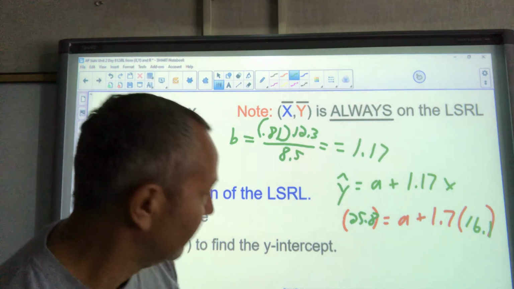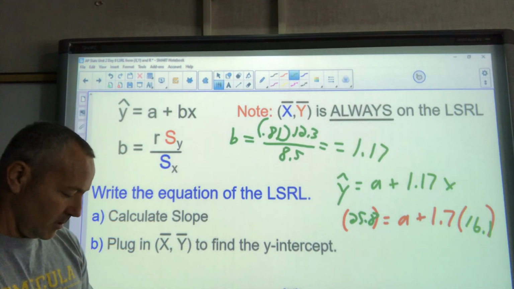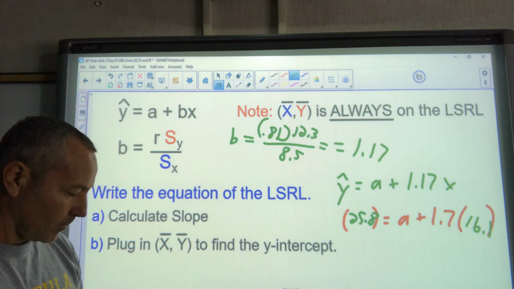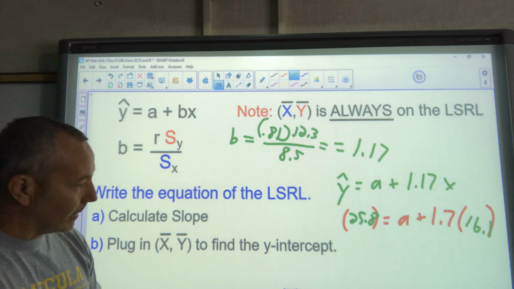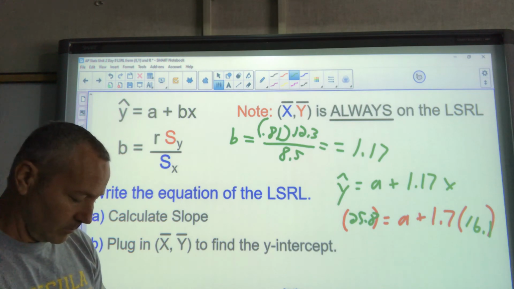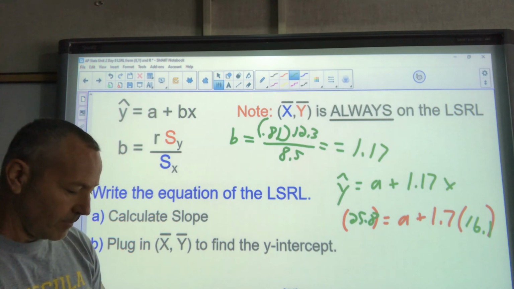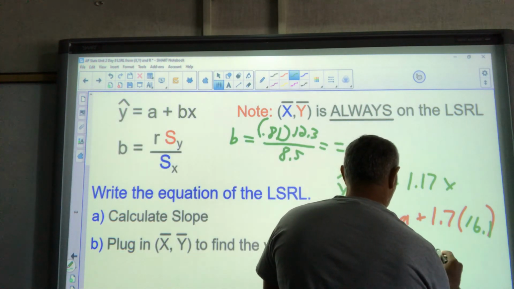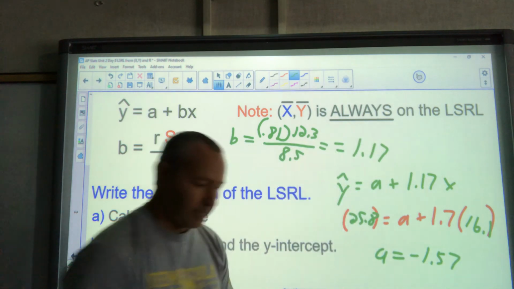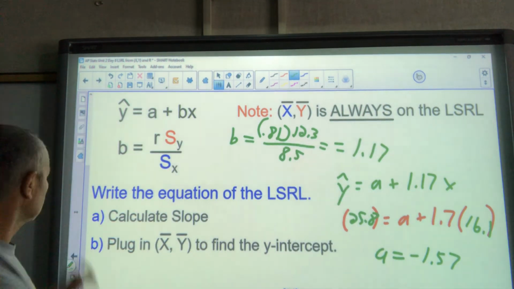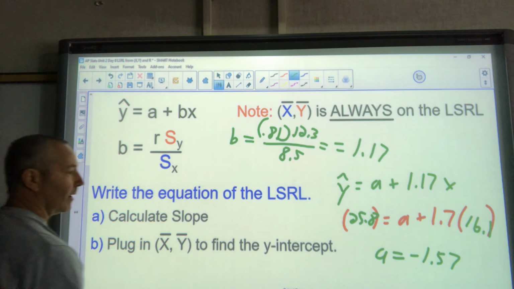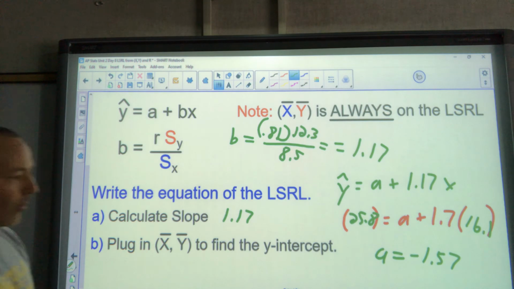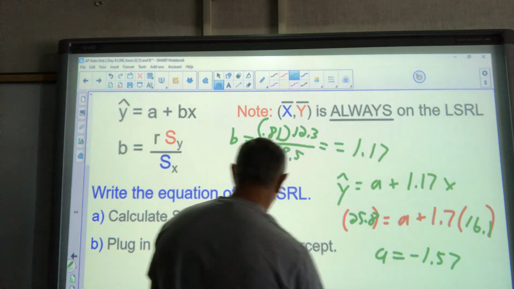So let's get that solved. 25.8 minus 1.17 times 16.1. Okay, I got a. And here we go. My slope was 1.17. I plugged it in. I found the y-intercept of negative 1.57.